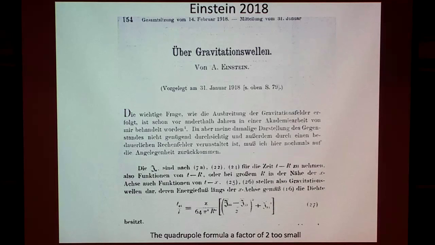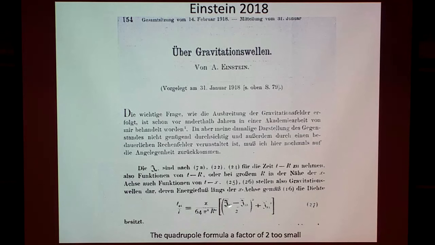Later on, he writes a thing which is lovely. This is in 1918. He says, in my prior demonstration, my prior Darstellung, which is a presentation of this, I wasn't sufficiently durchsichtig, which means transparent. But on top of that, I made a dauerlichen Rechenfehler, which is I made a regrettable numerical error, which is not true. He made a really big physics error. Okay. But nevertheless, now what he does is he gets it right.